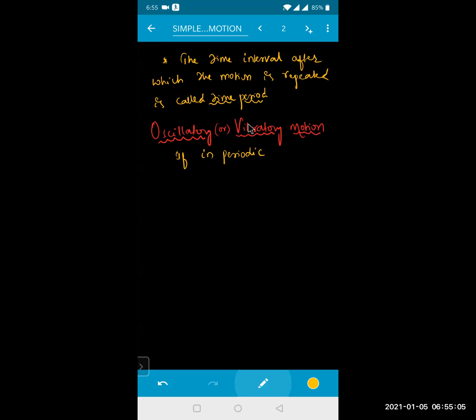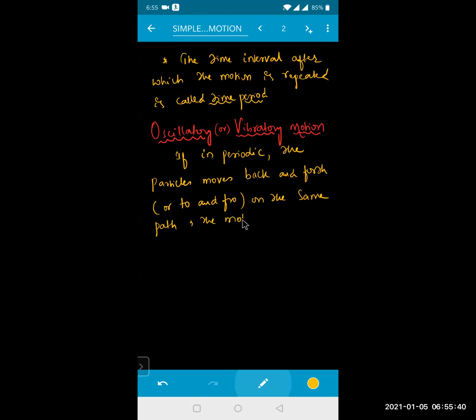So if in a periodic motion the particle moves back and forth, back and forth meaning to and fro, on the same path, the motion is said to be oscillatory.